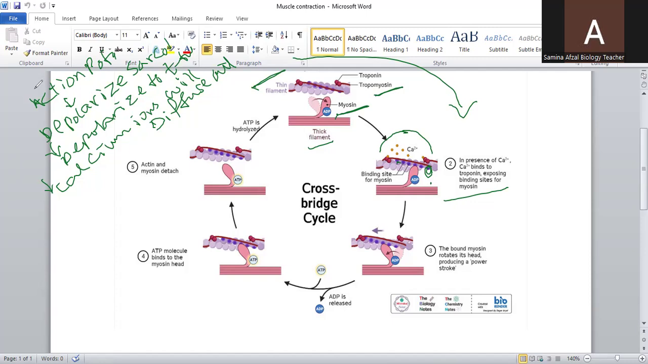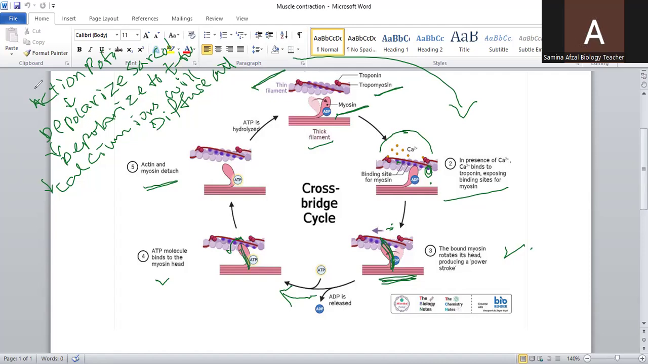So what will happen after this binding? You can see the bound myosin rotates its head, producing a power stroke. You can see it in this way. It will move its head and bind. After calcium ions bind to troponin, ADP is released, and ATP is used for this purpose. ATP molecules bind to the myosin head, and then actin and myosin detach. This is the situation which we call the formation of the cross bridge. When they are joined together, you can see this is where the cross bridge is formed.